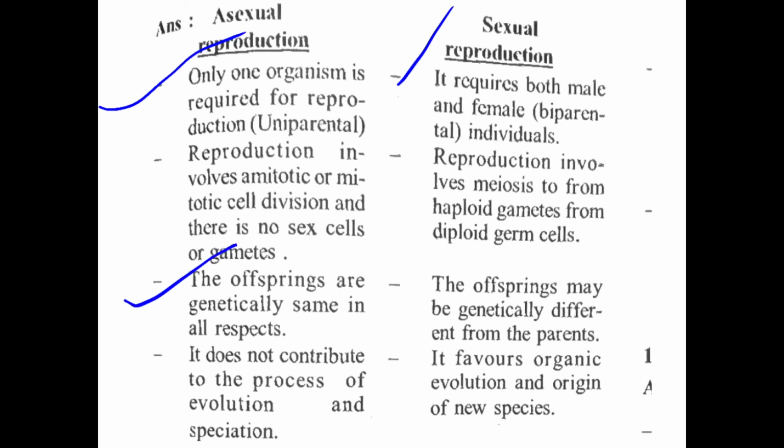In asexual reproduction, offspring are genetically and morphologically similar to the parents, whereas in sexual reproduction offspring are genetically and morphologically not similar. Genetically means its genetic constituents, and morphologically means how it looks from outside. Asexual reproduction does not contribute to the process of evolution, whereas sexual reproduction involves evolution.